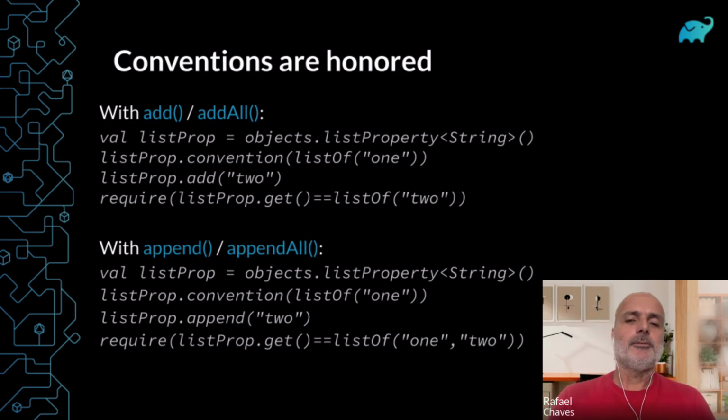With append and append all, we actually honor the convention, so the convention is committed as the explicit value for that property before the update is performed. So you end up with the convention content plus the additions you made.